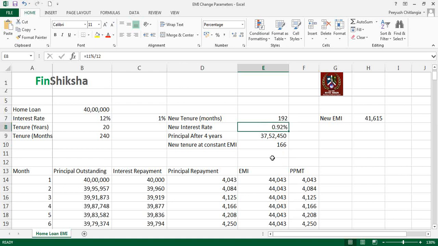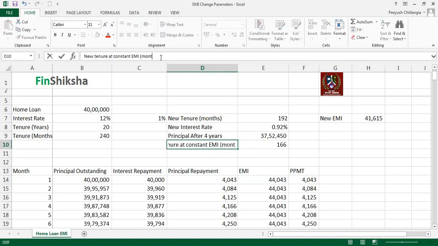So if you change the interest rate, you can either take a different EMI for the remaining tenure, or you can say I will pay the same EMI but for a different tenure. Obviously, if instead of 41,000 you end up paying 44,000, the EMI is going to be only for 166 months, because you're paying more, and instead of 192 it's only for 166 months. This is also, remember, in months.